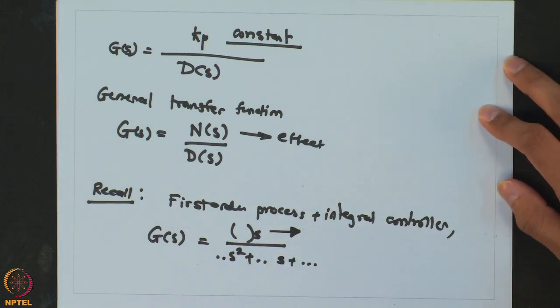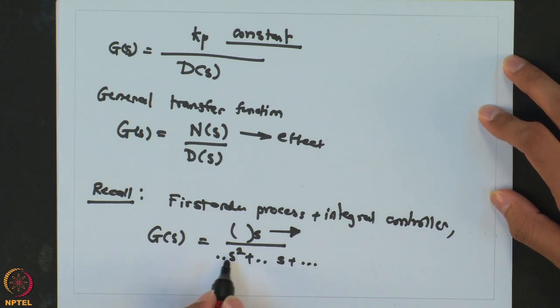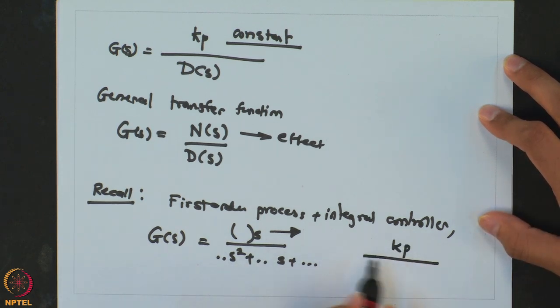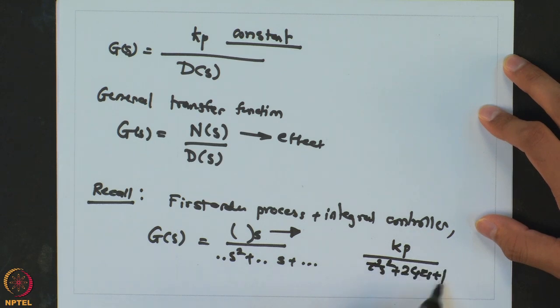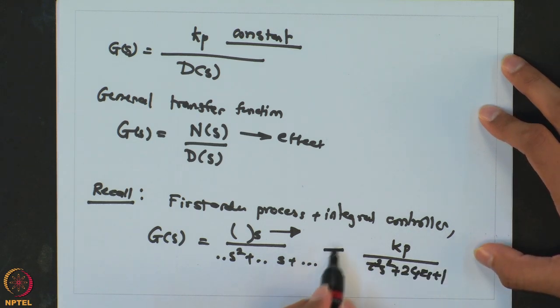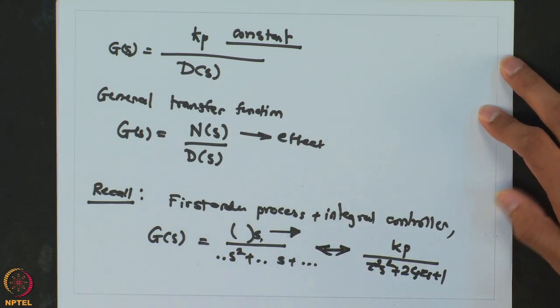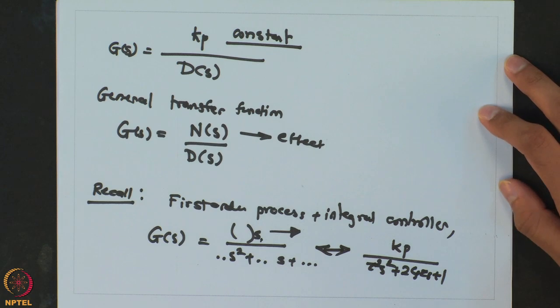So this S in the numerator is going to have a specific effect on the response of this transfer function, which will make it different from a general Kp over tau square S square plus twice zeta tau S plus 1. This response is much different than when you have S in the numerator. That is exactly what we will be studying in this lecture: what happens when we have N(s) which is a function of S.